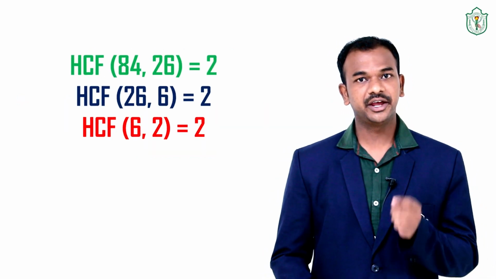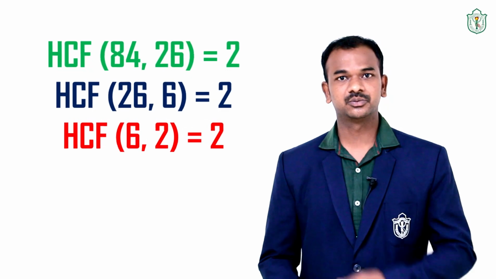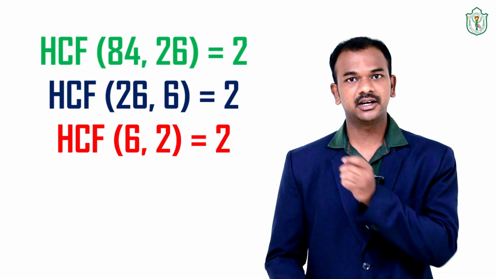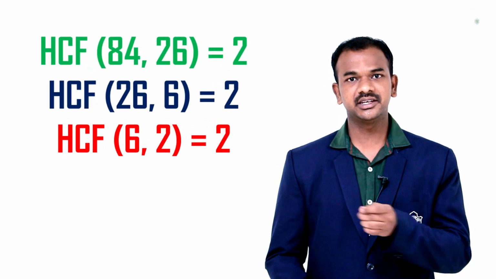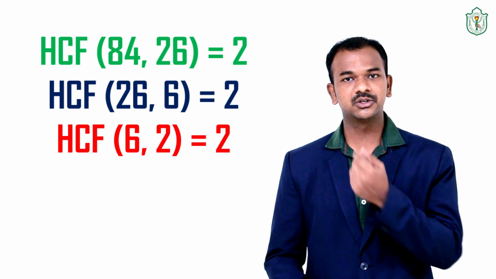Here we can also observe one thing. HCF of 84 and 26 equals 2. HCF of 26 and 6 equals 2. HCF of 6 and 2 is also equal to 2. And we can also find the highest common factor of two numbers using the long division process. Here we have the two numbers 84 and 26. We do the normal division process to find the HCF of these two numbers.